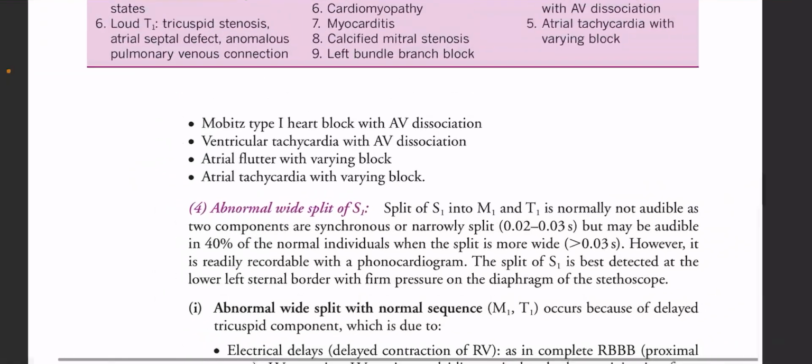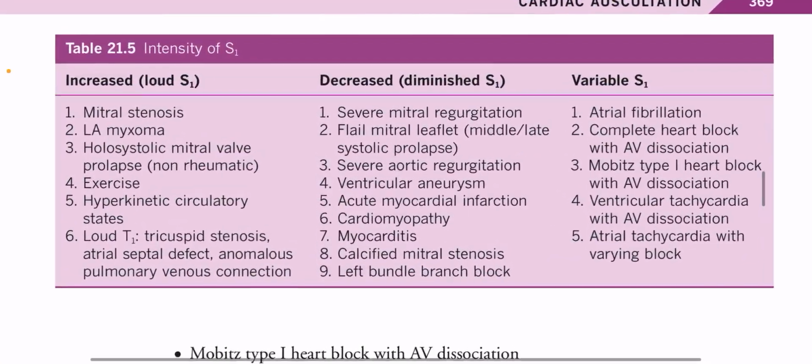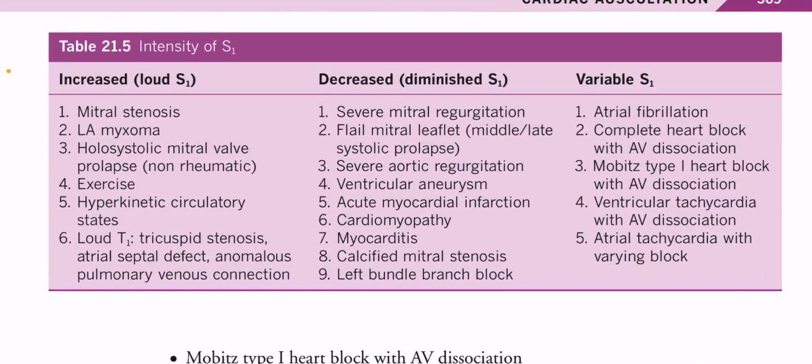atrial tachycardia with varying block. Now, this table shows the intensity of first heart sound. Increased, loud first heart sound occurs in mitral stenosis, LA myxoma, holosystolic mitral valve prolapse, non-pathologic causes, exercise, hyperkinetic circulatory status, loud T1 in tricuspid stenosis, atrial septal defect, and anomalous pulmonary venous connection.